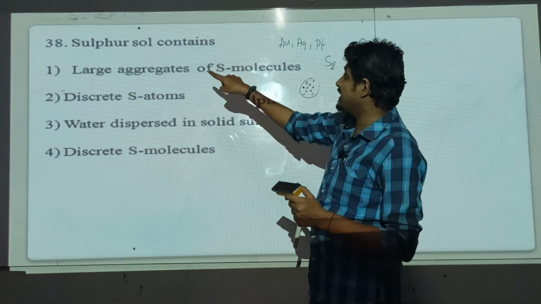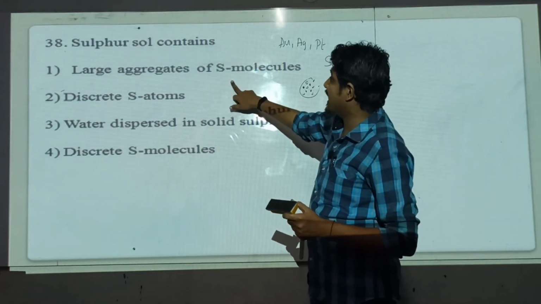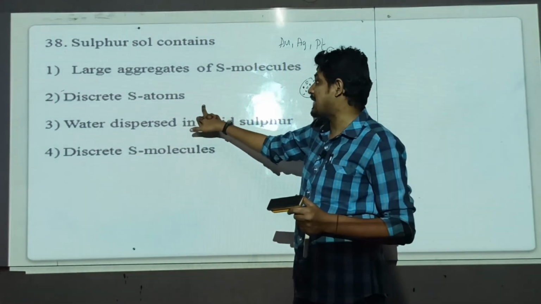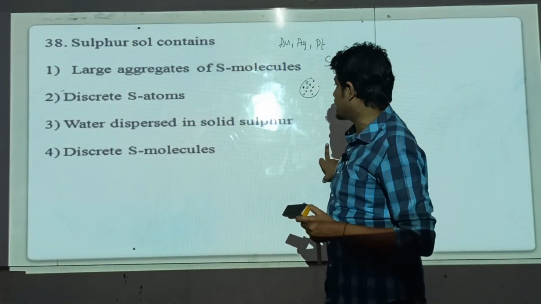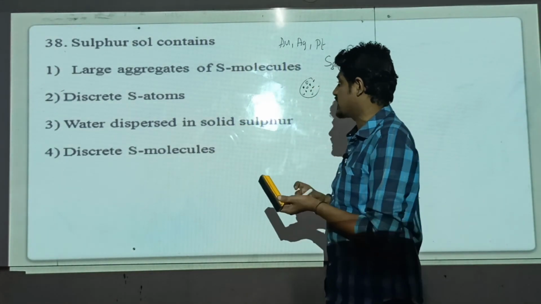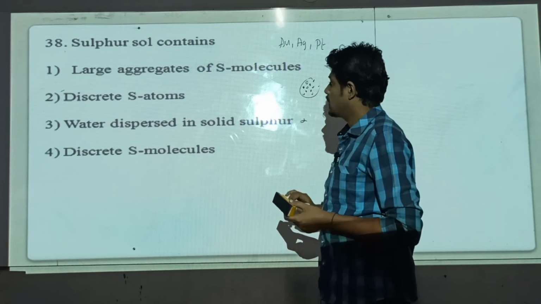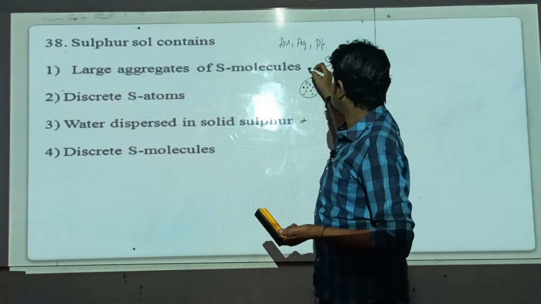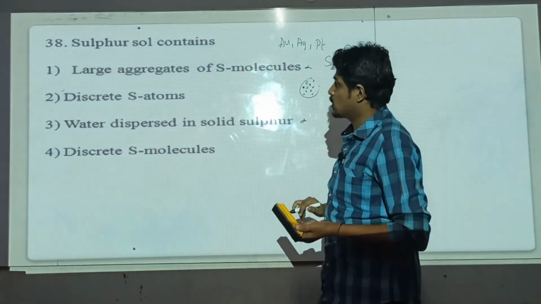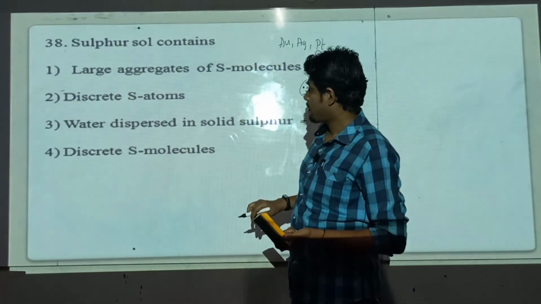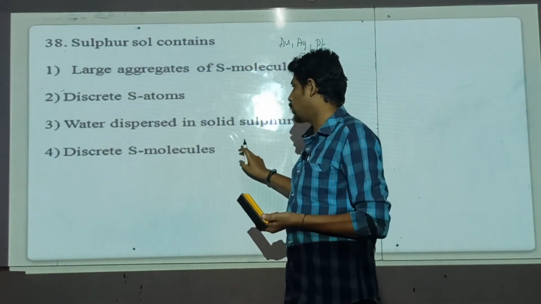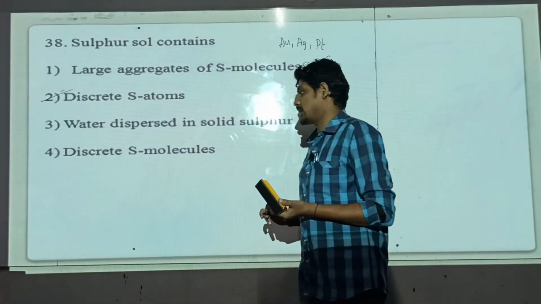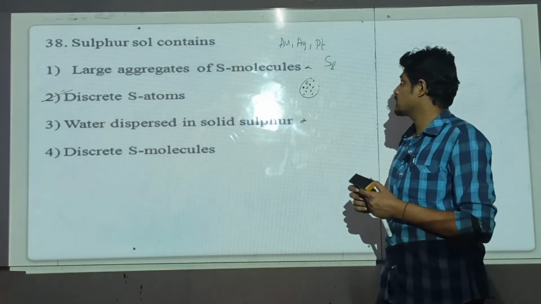Then the sulfur sol contains what? Larger aggregates of sulfur molecules, discrete sulfur atoms, or water dispersed in solid sulfur. No, these two are not. Discrete means small, not larger. This also is not, it cannot be larger. So it is the atoms, not the molecules. It is the discrete sulfur atoms, not the molecules.